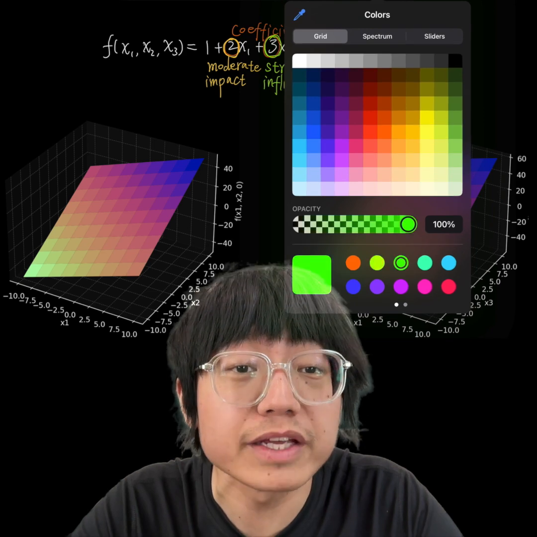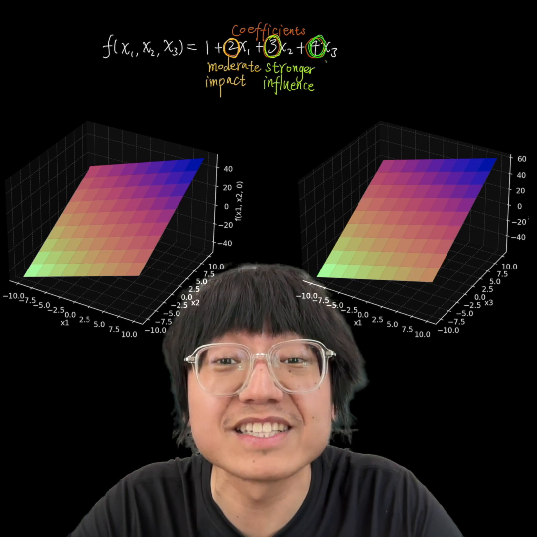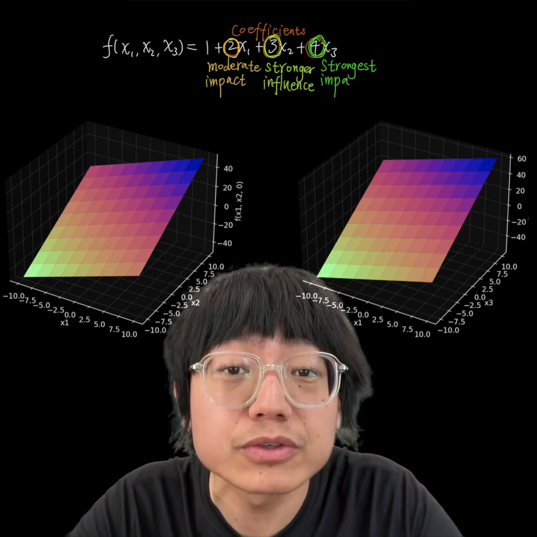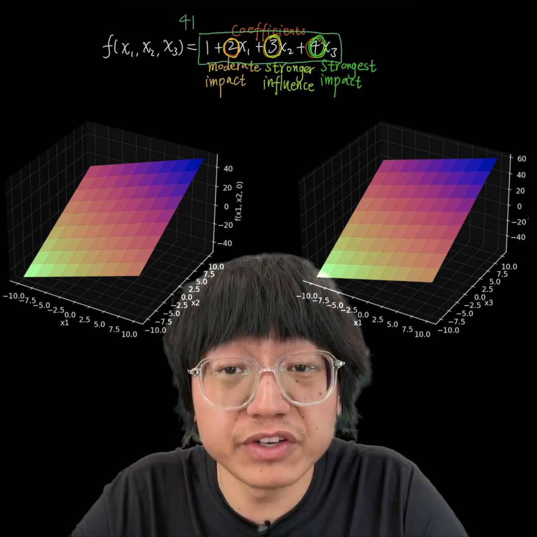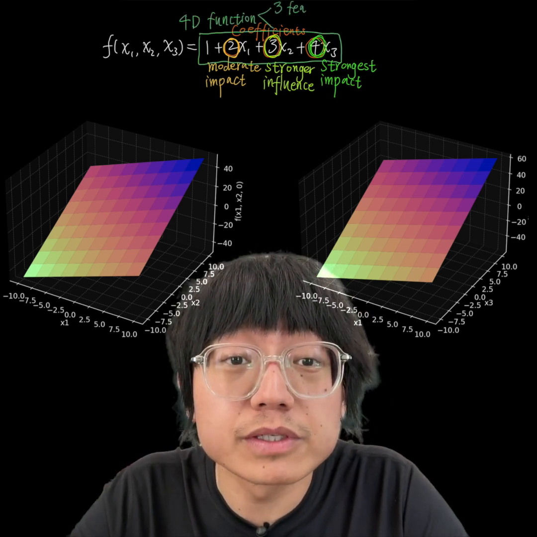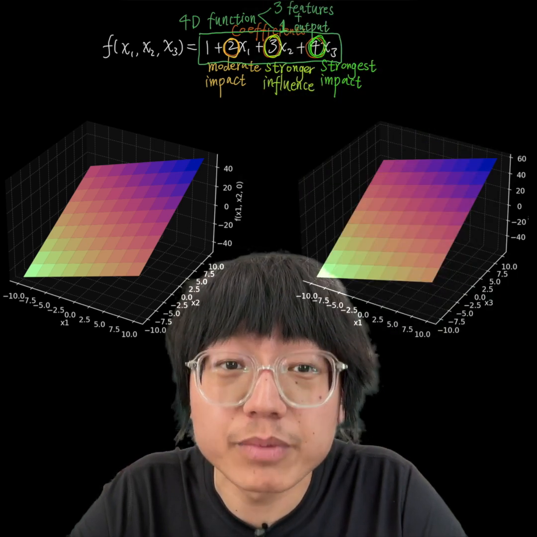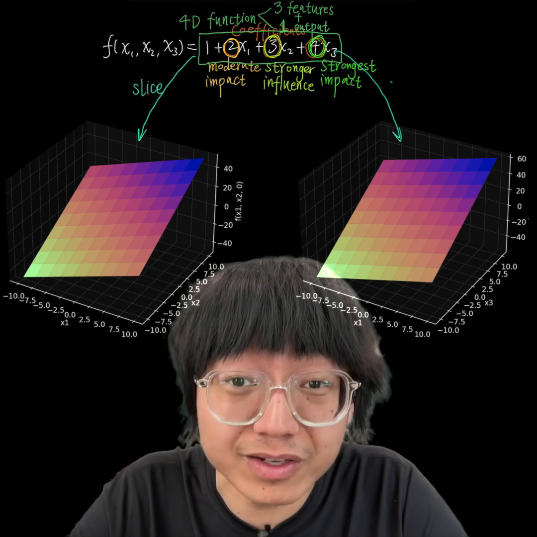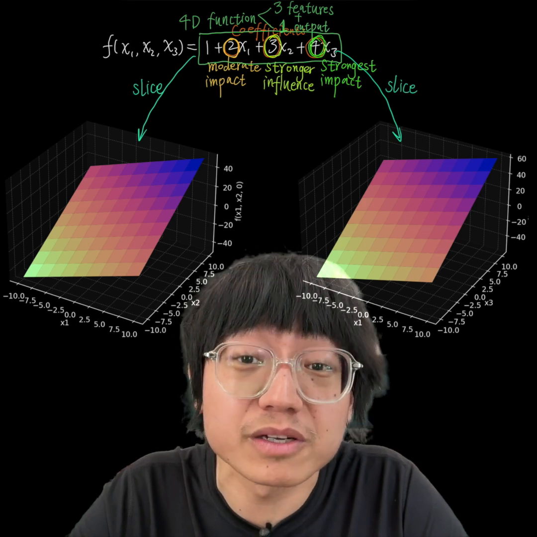And omega sub 3 is 4, which is the coefficient of x sub 3, which suggests that it has the strongest impact on the output among these three features, adding 4 times the value of x sub 3 to the outcome. So let's try to visualize it. We have three features plus one output, which means it is a four-dimensional function, which is challenging to visualize directly. But we can plot several slices of this function by fixing one variable at a specific value and varying the others so that we can see how the function behaves.